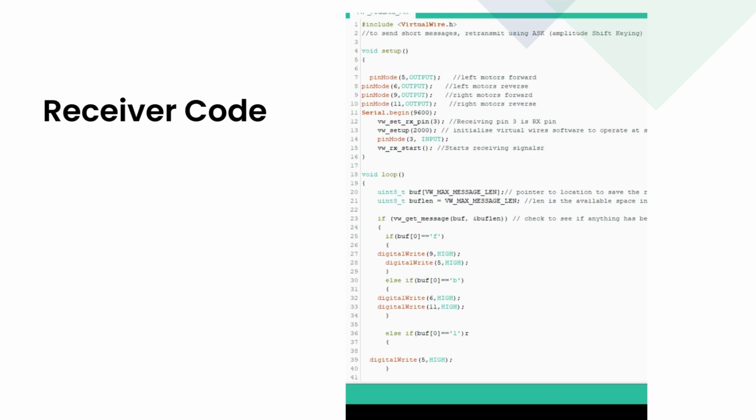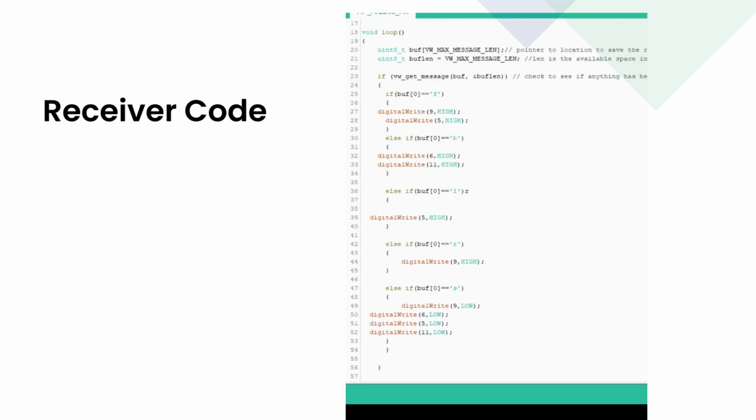Then we check if any signal has been received. If the signal has been received, then we ask for buf, that is the pointer locating to the saved read data, that is the transmitted data. If the signal is F, then pins 9 and 5 are set to high, and if it is B, then 6 and 11. If it is L, then 5, and if it is R, then 9 is set to high, and if it is S, then all the pins are set to low. Thank you.